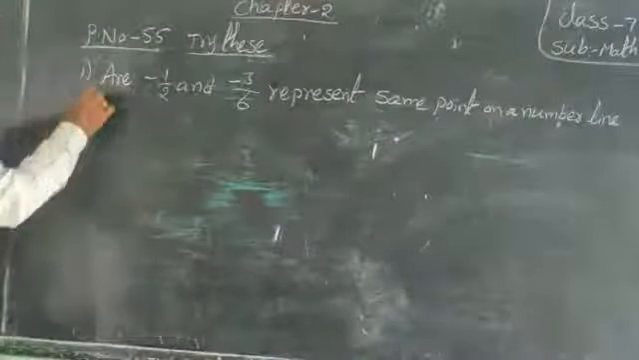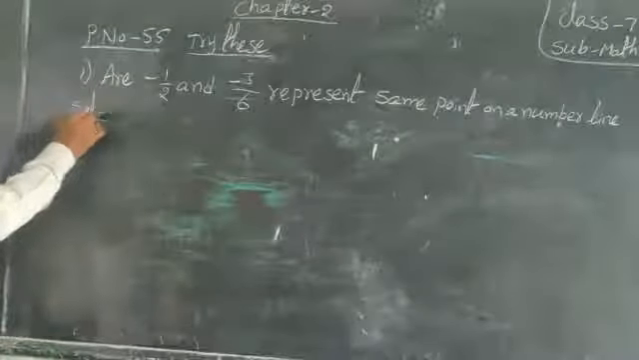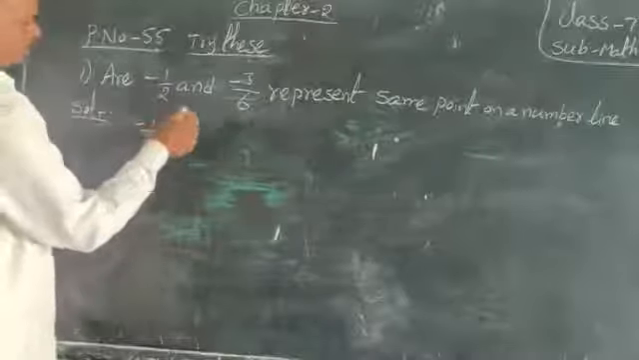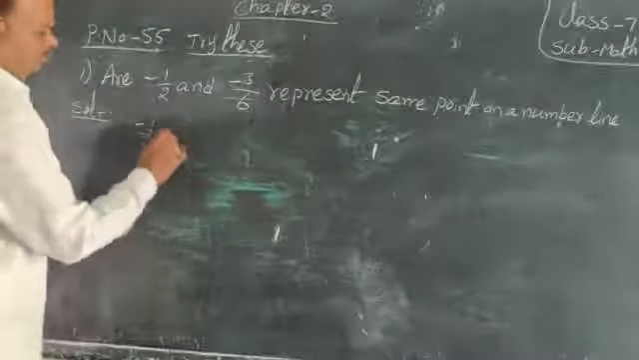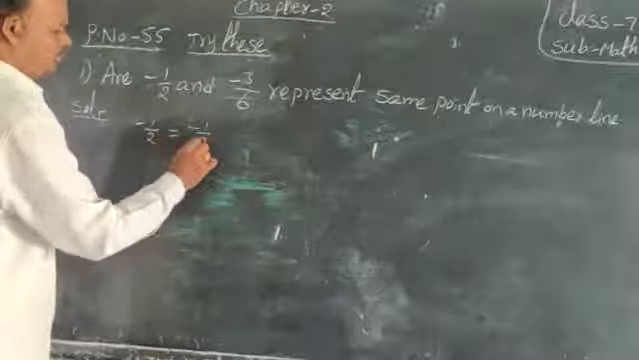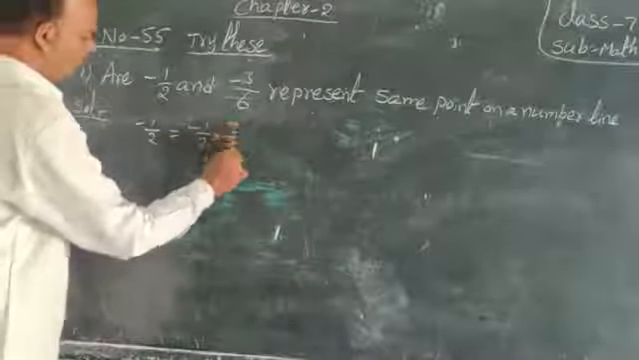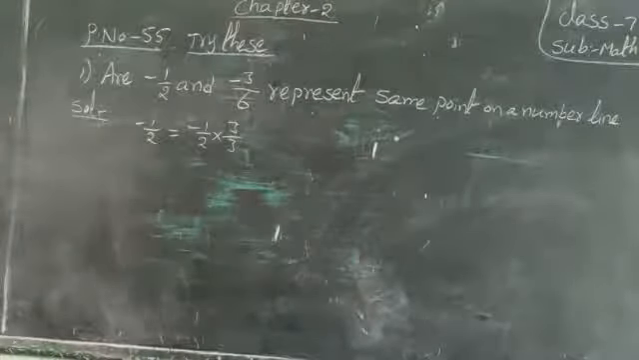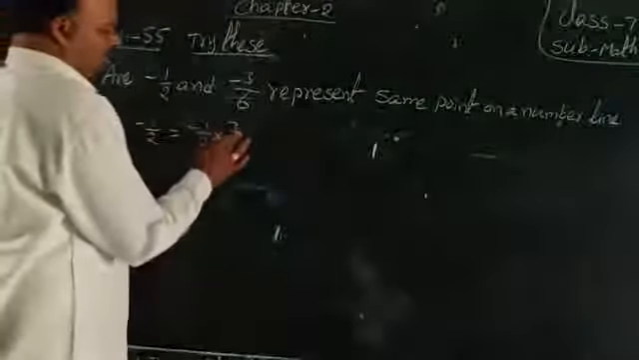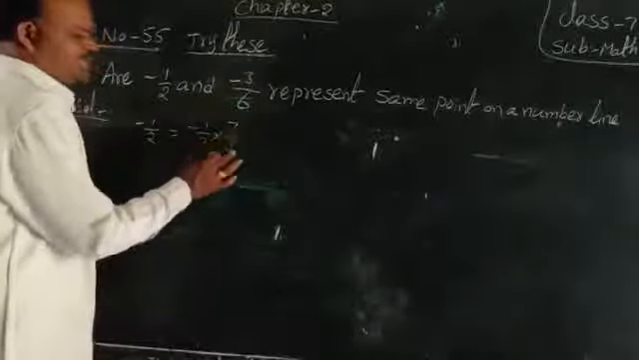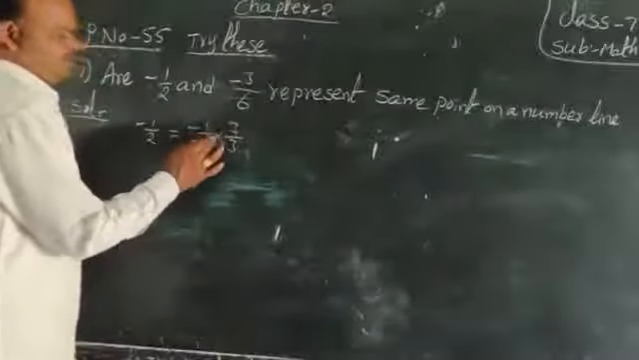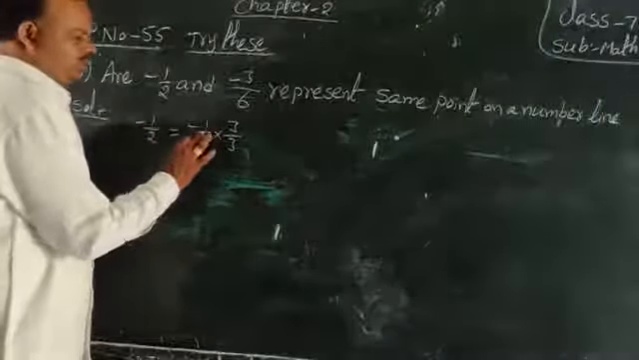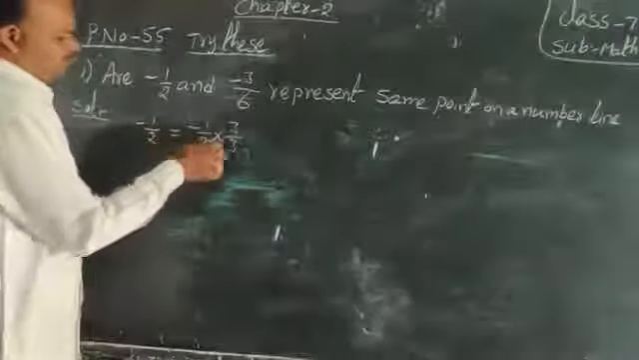Solution: -1/2 is equal to -1/2 multiplied by 3 and dividing by the same number. The three ones are cancelled, the value is equal to 1. 1 into anything is the same value. That means -1/2 into 1 is -1/2. So this is an equal value.